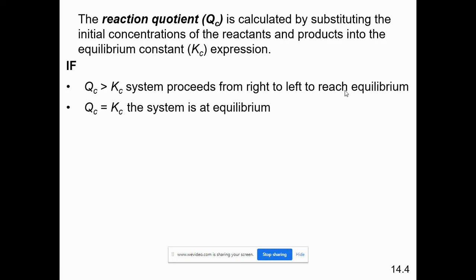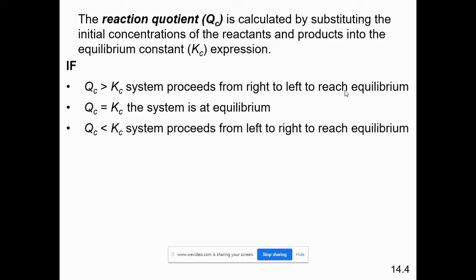If Q is at equilibrium, KEQ, that means the system is at equilibrium. If Q is less than KEQ, so K and EQ are the same thing, by the way. If Q is less than K, that means the system right now is lying to the left in the reactant side, and it needs to go to the product side to reach equilibrium.